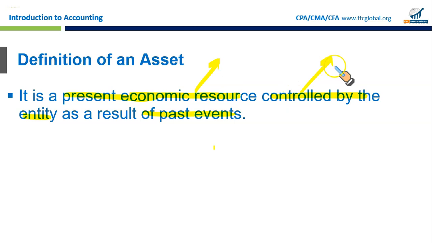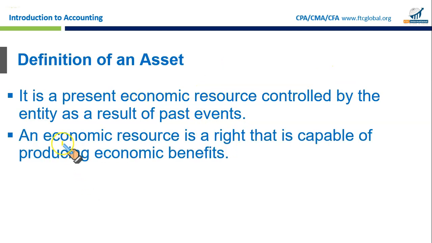Second component, controlled by the entity. It means business has obtained control over the resource through some transaction or maybe some past event. For example, you may have purchased equipment or acquired a patent. And then the last part is this asset or economic resource is capable of producing economic benefits. Means this asset is expected to provide future benefits to the business.